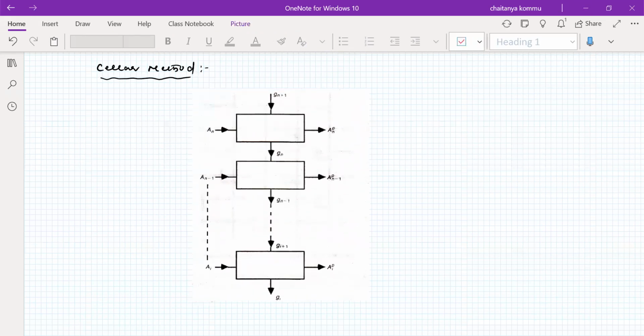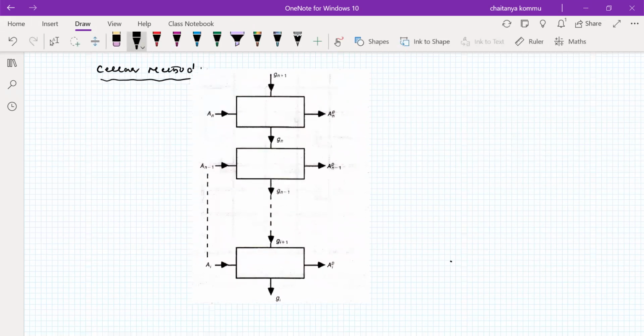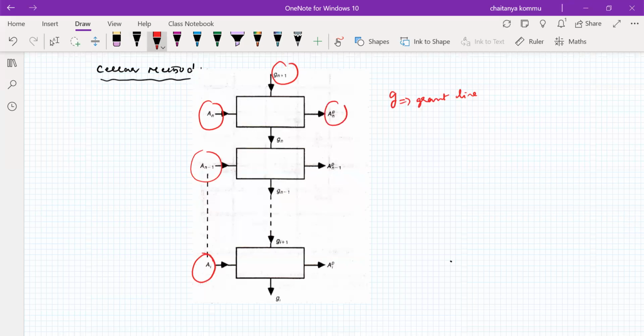So what is this one? I'm going to consider here a grant line. G stands for grant line. Inputs are available here, A(n-1) and so on up to A(i). It has to generate A(n+1) and of course the grant line. For example, what does it mean? Suppose A is equal to 1, then immediately A(n) of P is equal to G(i+1) has to generate.